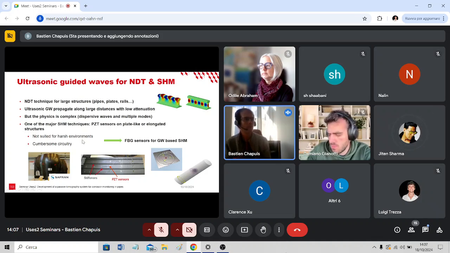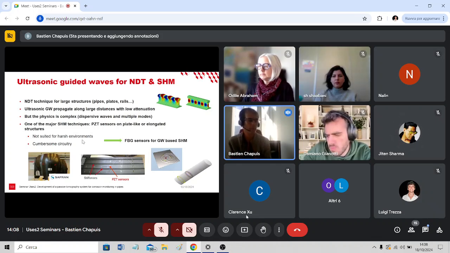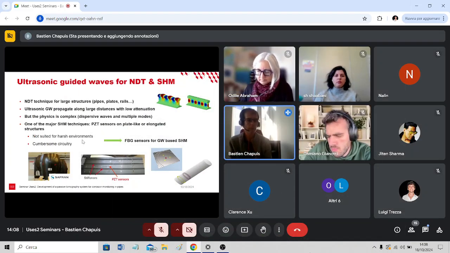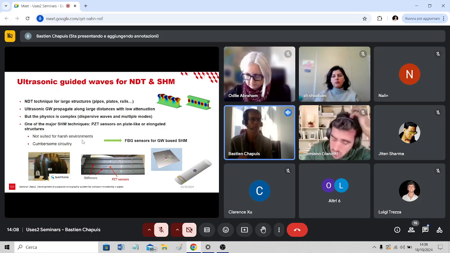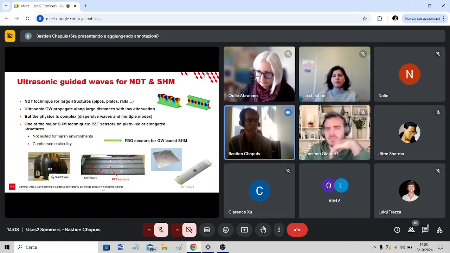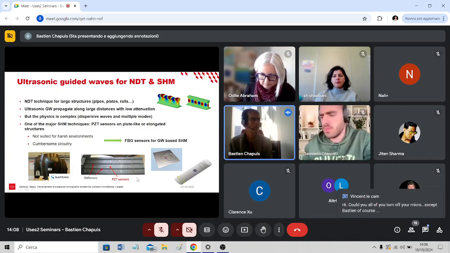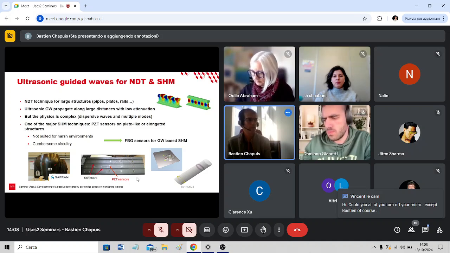Classically, we use piezoelectric sensors to emit and receive the guided waves, but they are not suited for harsh environments. They have limited performance and limited robustness, especially at high temperatures, and the electronic systems and wiring can be cumbersome. So for integration in some critical applications, for example aerospace, where we need to reduce mass, the lot of cables necessary for piezoelectric transducers might limit some deployment.